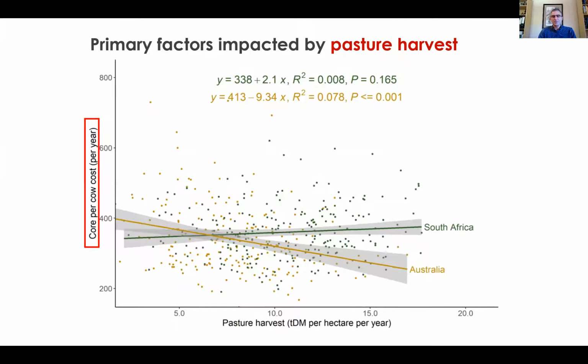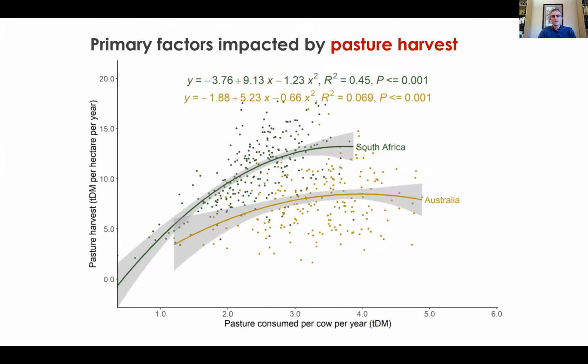This graph outlines the impact of pasture harvest on core per cow cost. The trend is relatively strong in the Australian data, with increasing pasture harvest contributing to a decrease in core per cow cost. There is not a similar trend in the South African data.